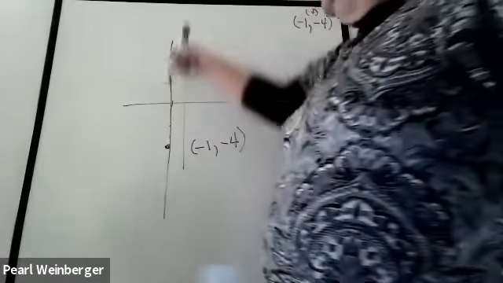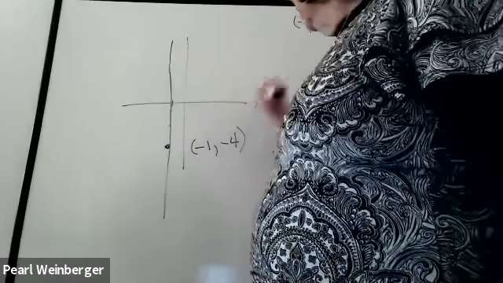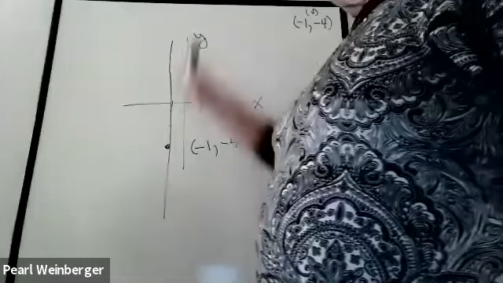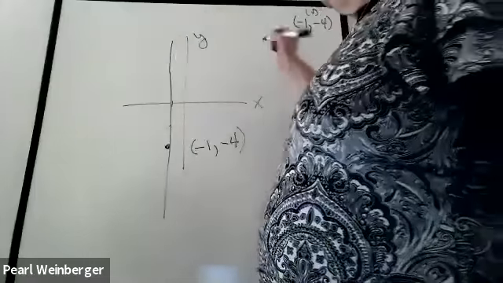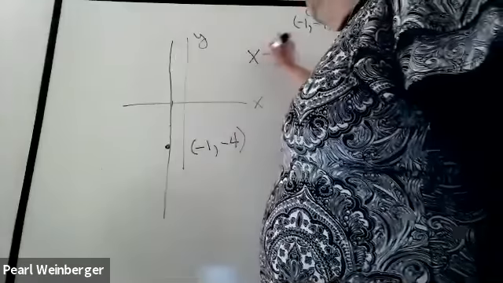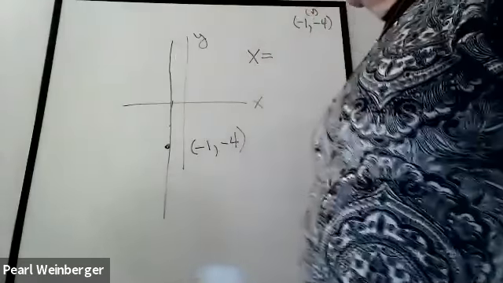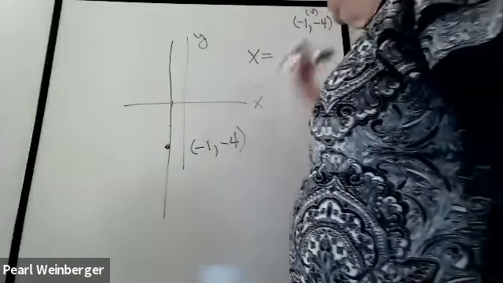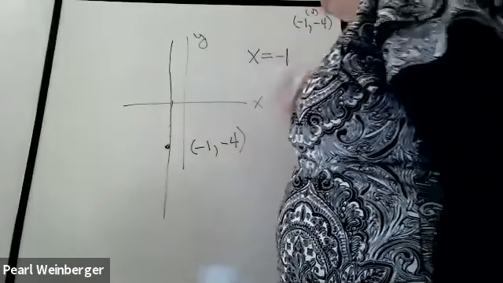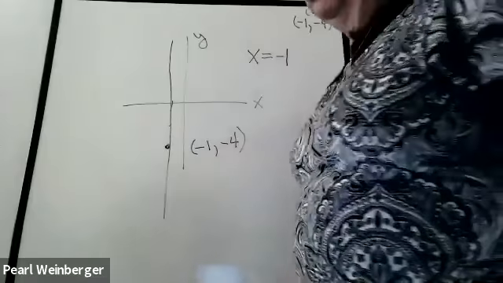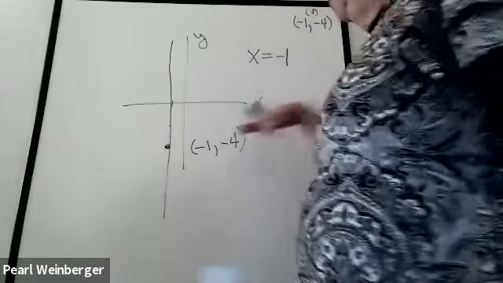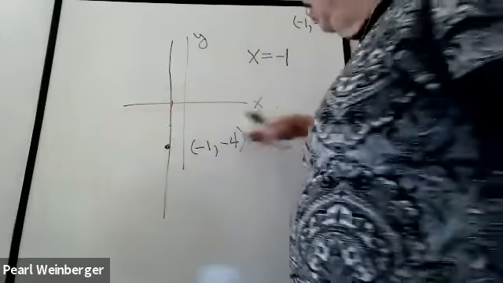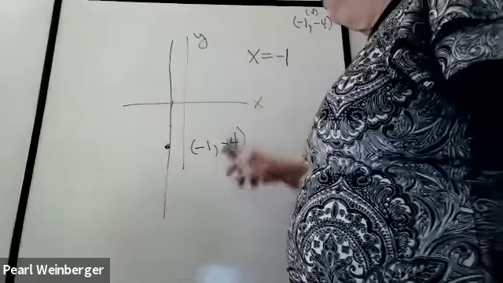What is the equation of this line? Here's my x-axis and here's my y, by the way. Remembering that any vertical line has an equation x equals a number, all I have to do is look: what are the x numbers over here? Obviously, it's -1. The equation of this vertical line is x equals -1. If I had asked for the horizontal line, the equation would have been y equals -4.